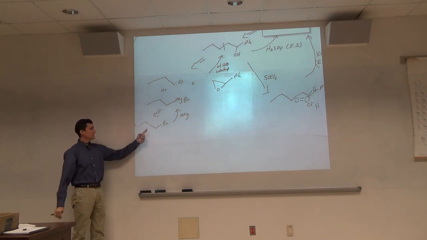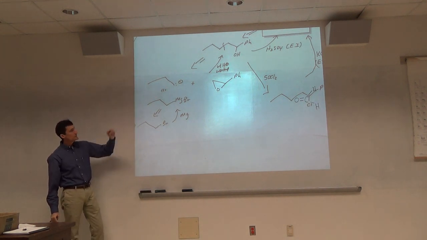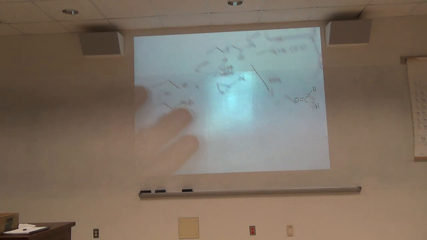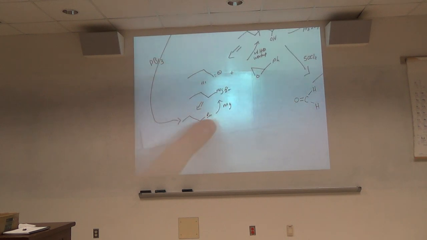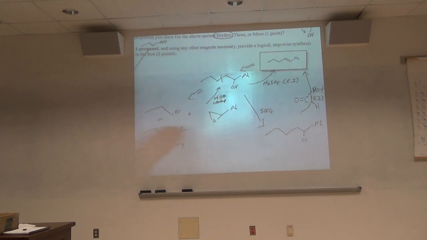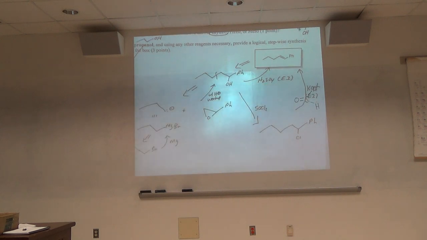How do you want to make this? Ultimately, you're asked to start with the alcohol. Well, you would make that from the alcohol, react it with PBr3. That would give the alkyl bromide, make Grignard, react with epoxide, and then eliminate.